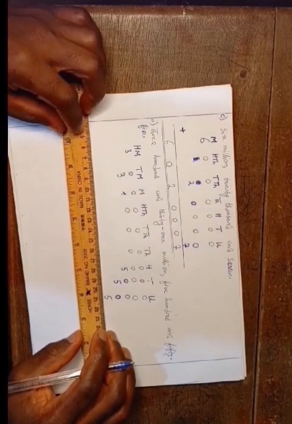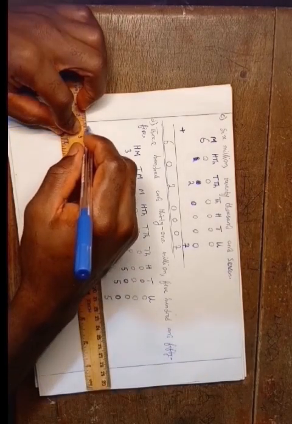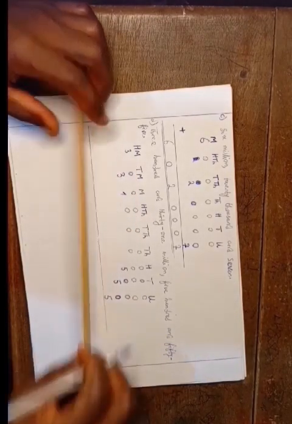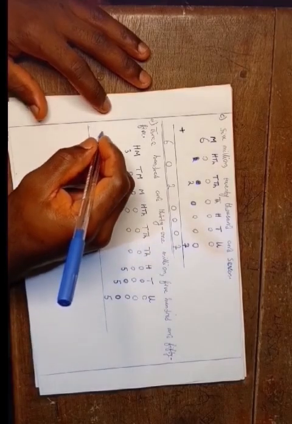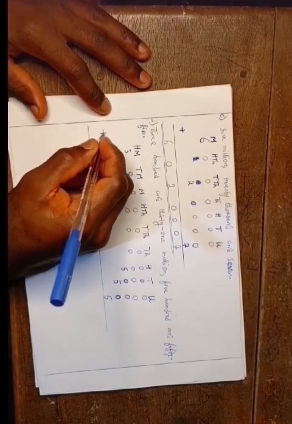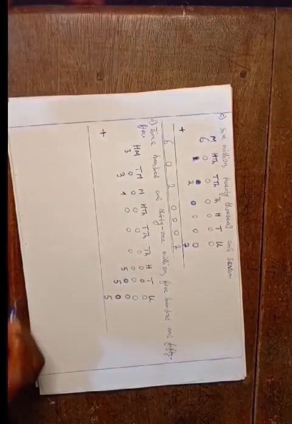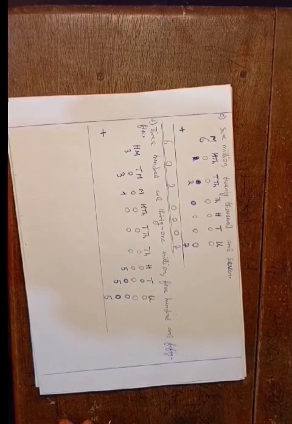And I'll use my ruler to draw the horizontal line such. Then I'll put the addition sign here in front. Next, I will add all the digits under each place value, starting from the units, which is at the right hand side, to the 100 millions, which is at the left hand side.